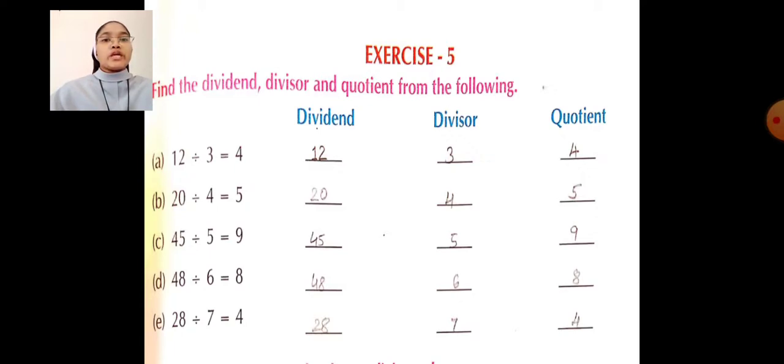Next, 28 divided by 7 equal to 4. Here 28 is the dividend, 7 is the divisor, 4 is the quotient. Dear students, for your homework, please learn properly all these exercises.